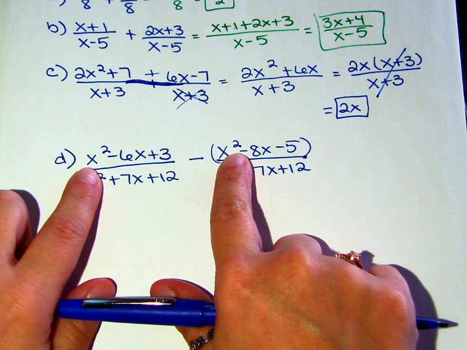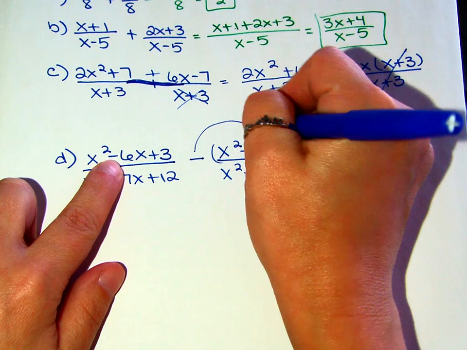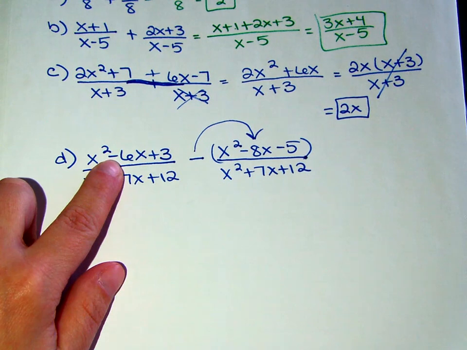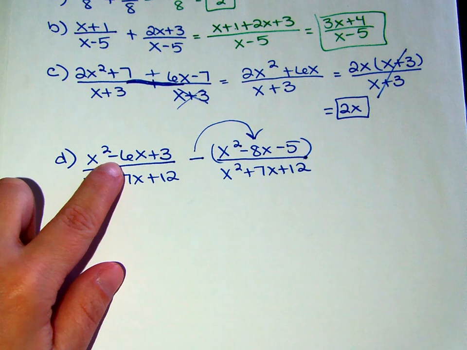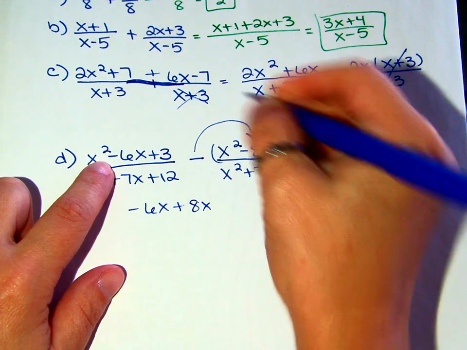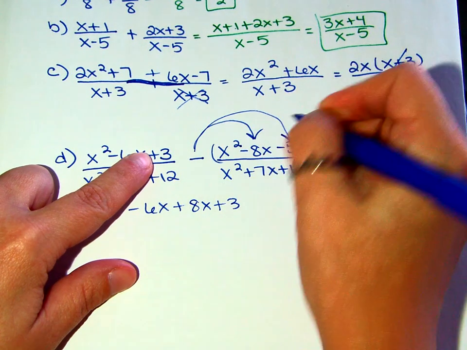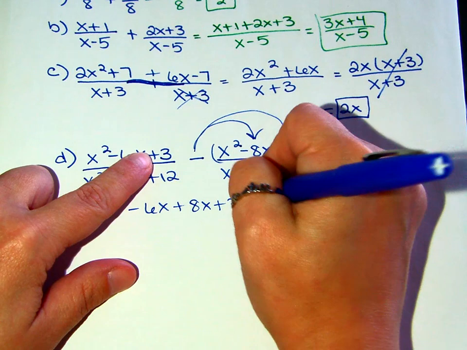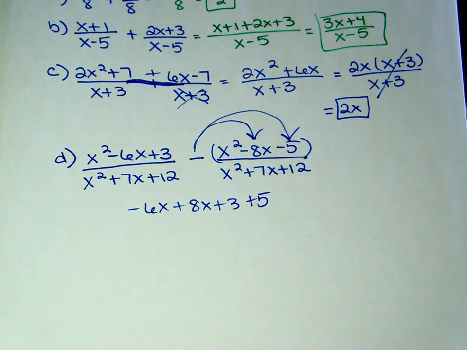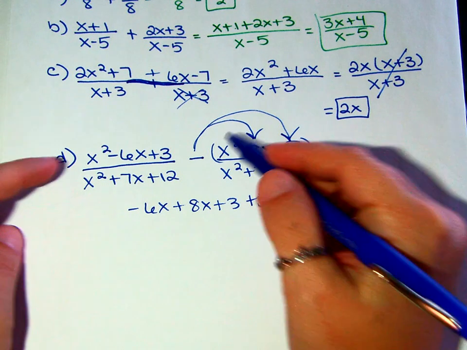And then I'm going to take a negative 6x, and then I'm taking this negative times a negative here, so it'll be a positive. It'll be a negative 6x plus 8x, and then I'll have the plus 3, and then a negative times the negative 5 will give me a plus 5. This is what's going to be left on top because my x squareds do cancel out.